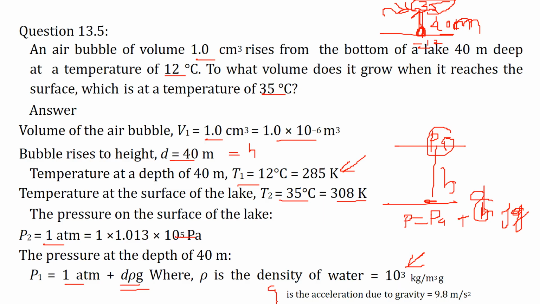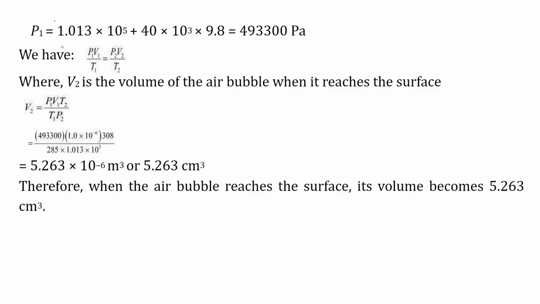G is the acceleration due to gravity, which is 9.8 meter per second square. Put all these values, we'll find out the P1. Now it is not yet over. We know there is a relationship. We know all the laws, the Charles and the Boyle's and the Reynolds law. So P1V1/T1 = P2V2/T2. We have to find V2.